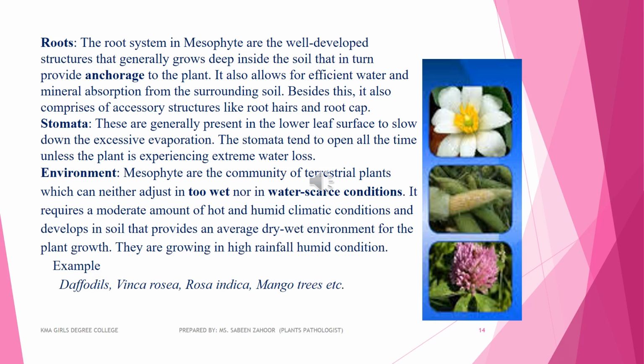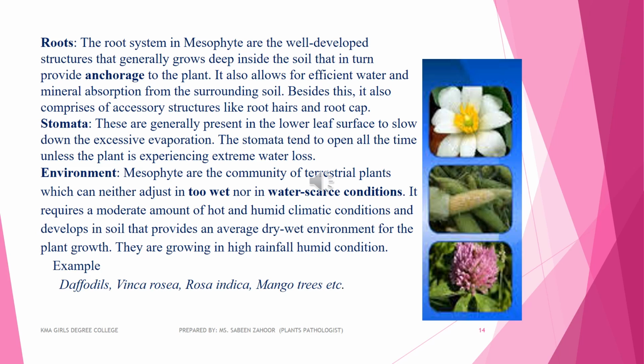Stomata. These are generally present on the lower leaf surface to slow down the excessive evaporation, or to slow down the transpiration. The stomata tend to stay open all the time unless the plant is experiencing extreme water loss.